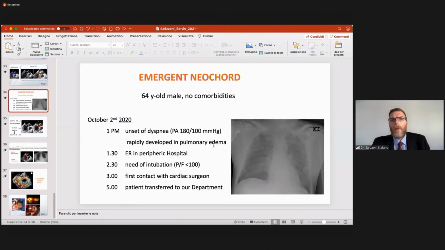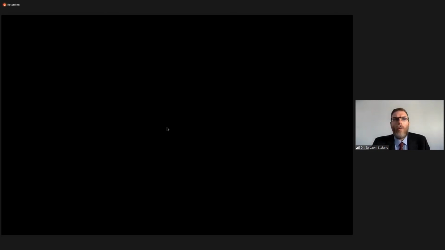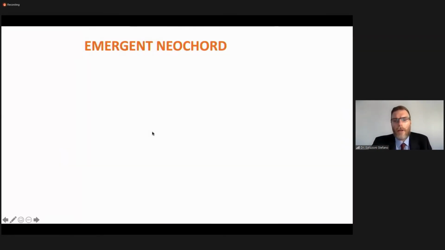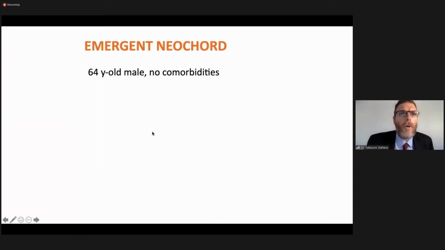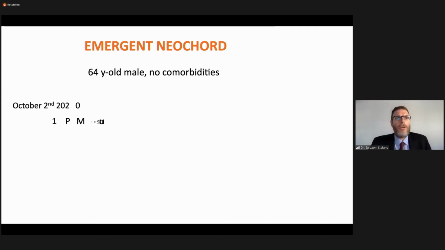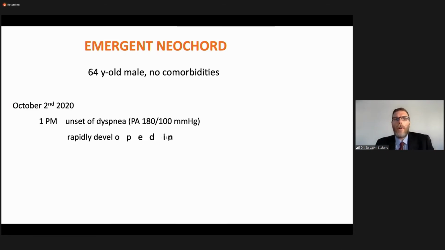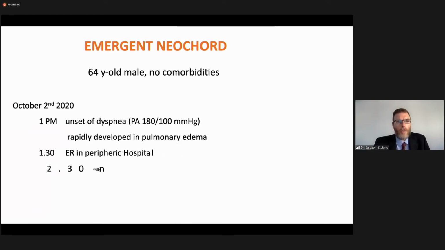Okay, this is a case we treated a few months ago. A 64-year-old male, no comorbidities at all. On October 2nd, 2020, at 1 p.m., he had the onset of dyspnea. He had a hypertensive crisis, and he rapidly developed pulmonary edema. So at 1:30 p.m., he was in the emergency room in a peripheral hospital.